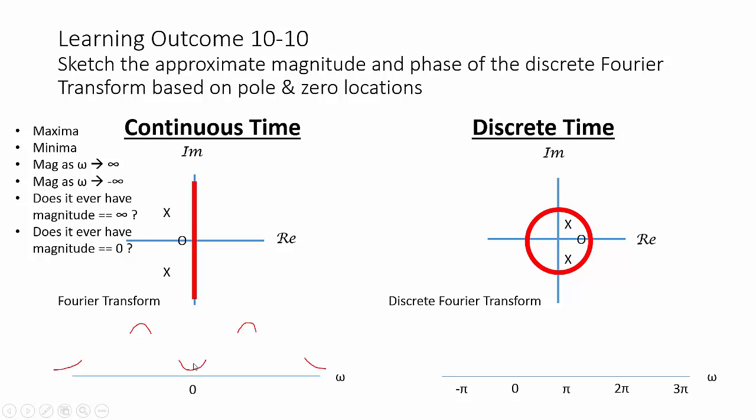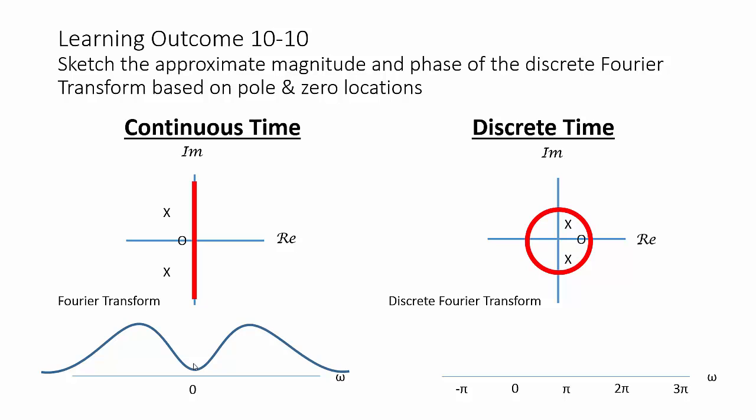With this information, we can connect the dots, and we can get a sketch of what the approximate magnitude of our Fourier transform looks like. For discrete time, we do something very, very similar. As we said in the videos for Learning Outcome 10.1 and 10.2, our j omega axis is our unit circle now. So whereas for continuous time we were looking at distances to our j omega axis, now we're looking at distances to our unit circle.